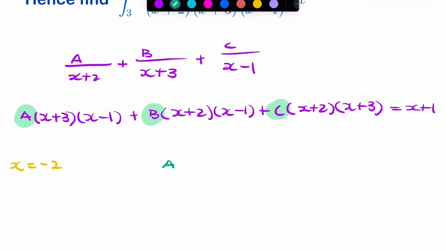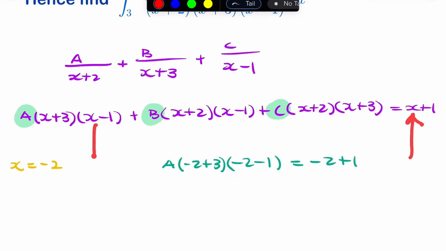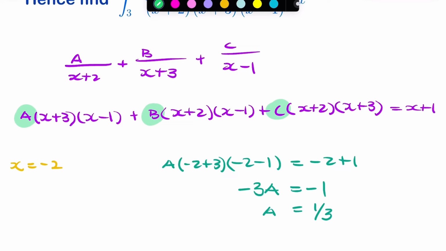So I have a times (negative 2 plus 3)(negative 2 minus 1) equals negative 2 plus 1. So I substituted negative 2 here, here, and here. So negative 2 plus 3 is 1, so I have minus 3a equals minus 1. So a equals 1 over 3. So that's my first constant. I've found the value of a. So that's my first win.